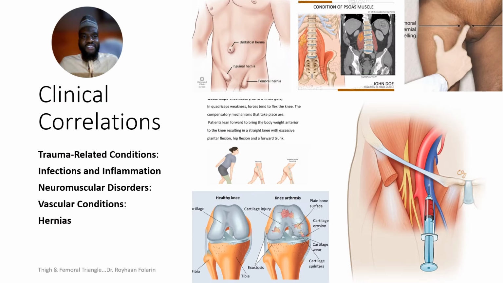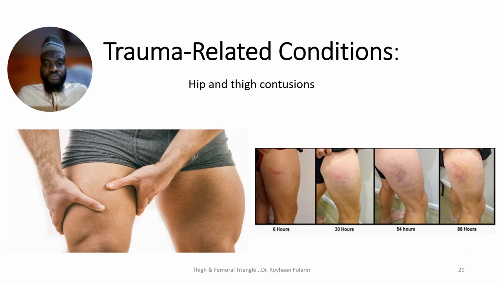So the next thing, let's now dive into some clinical conditions that are related to the anatomy of the thigh, because understanding these conditions is quite crucial for diagnosing and managing patients effectively, because they can significantly impact mobility and other functions. So we'll cover trauma-related conditions, infection and inflammatory conditions, neuromuscular disorders, vascular conditions, and hernias.